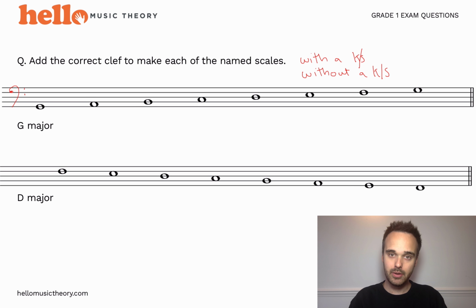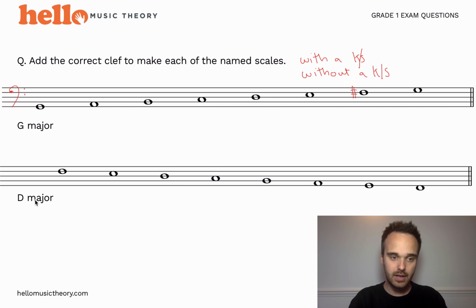Now G major we know has one sharp, and it's going to be the F sharp. So we need to find the F in the scale and then make it a sharp. So the F in this scale is up here, the 7th note, on the second line from the top in the bass clef. And now we have a G major scale with the correct clef and the correct accidental. So that one's complete. Let's have a look at the next example.